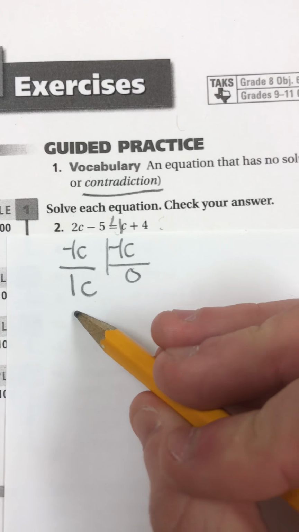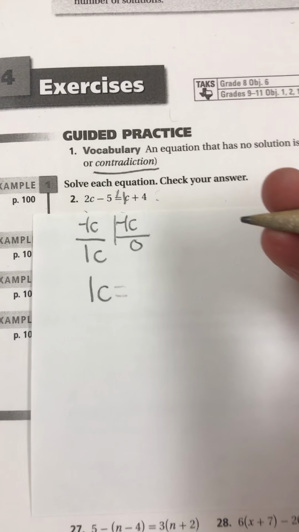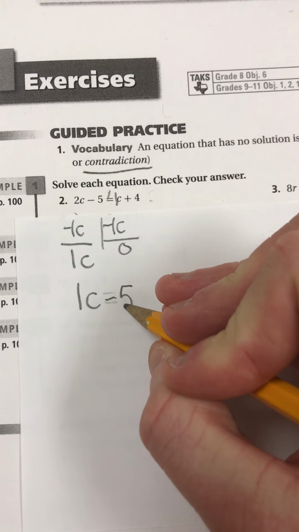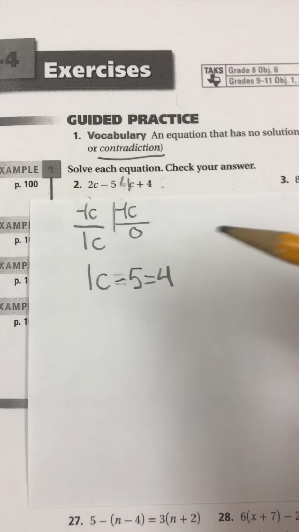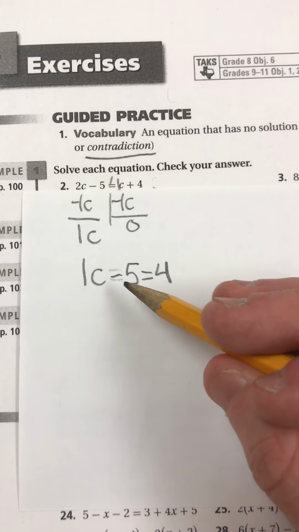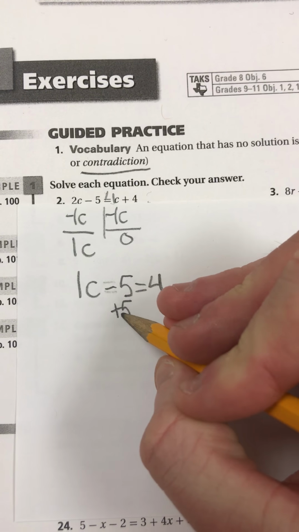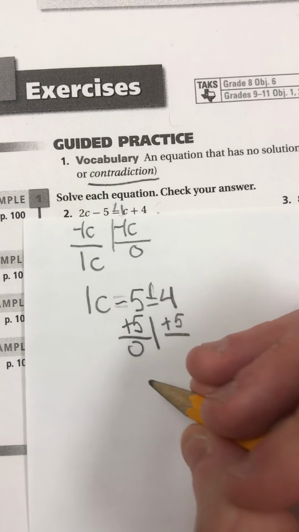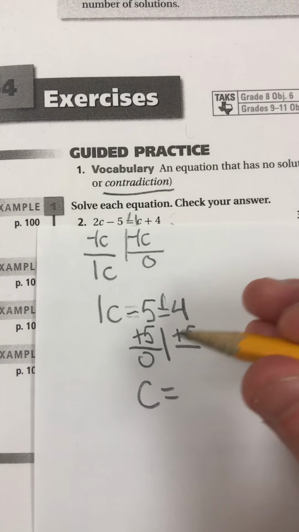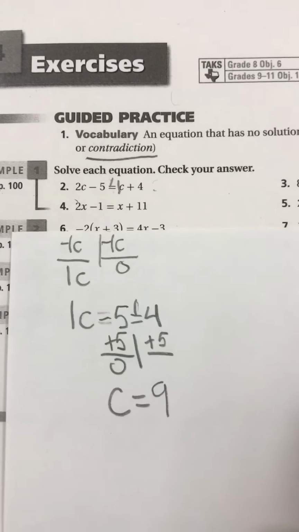So let's rewrite this problem. 1c minus 5 equals 4. Remember, we're just dropping down everything from up there. There's one last step we have to do: just get this c by itself. So we do the opposite or inverse operation of subtracting 5, which is adding 5. What we do to one side, we do to the other. So c equals 4 plus 5, which is 9. Easy peasy, just like that.